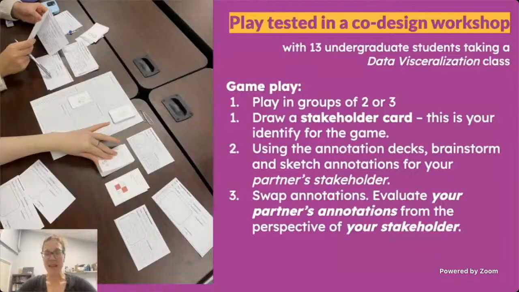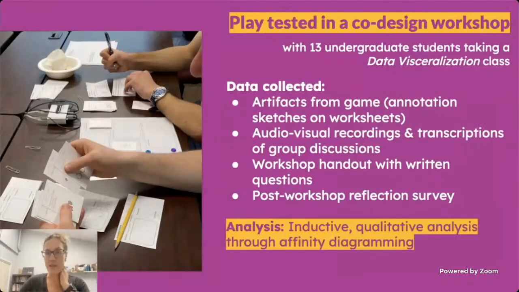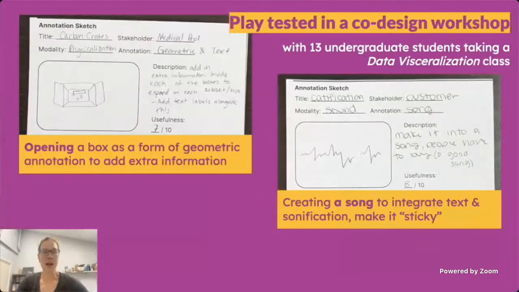Then participants played the annotation game in groups of 2 or 3. To play, each person drew stakeholder identities, and then using the annotation deck, they sketched annotations for their sonification and physicalization that could meet the needs of their partner's stakeholder identity. Finally, they swapped annotation sketches and evaluated their partner's ideas from the perspective of their own stakeholder identity. We collected a rich set of qualitative data, which we analyzed inductively using an affinity diagramming technique. Here are some examples of the annotation sketches.